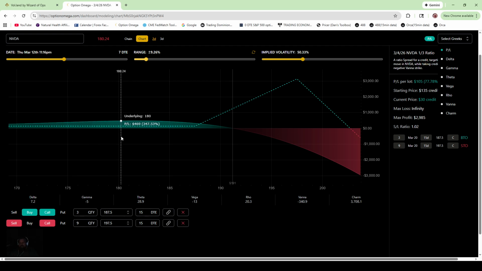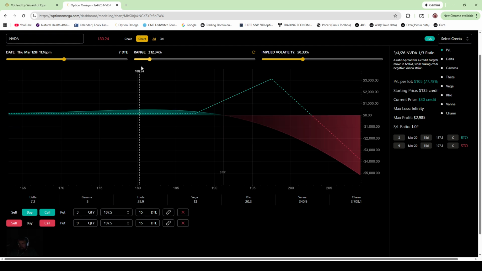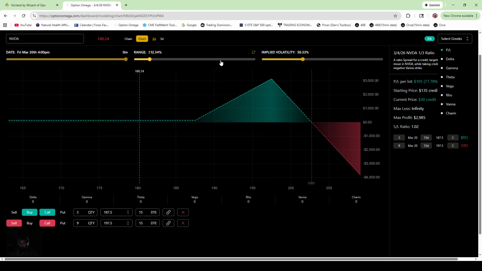So if NVIDIA does go down, we don't lose any money. This is going to be risk-free to the downside. No matter what happens to the downside, we won't lose any money. Looking for NVIDIA to stay under 200.